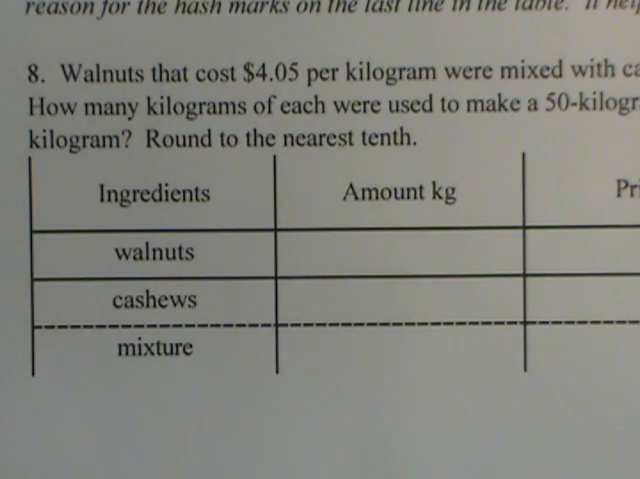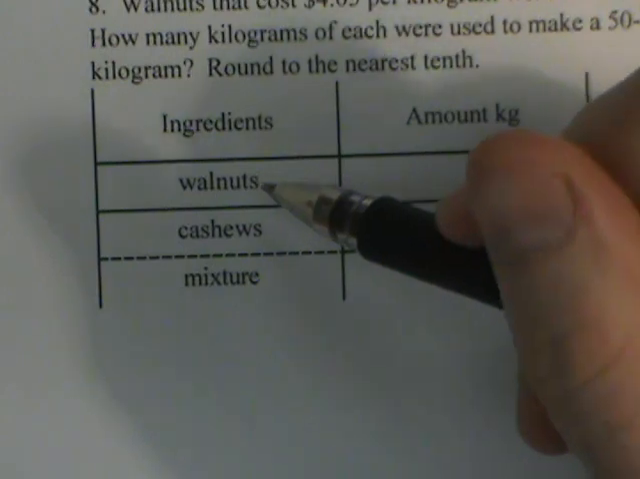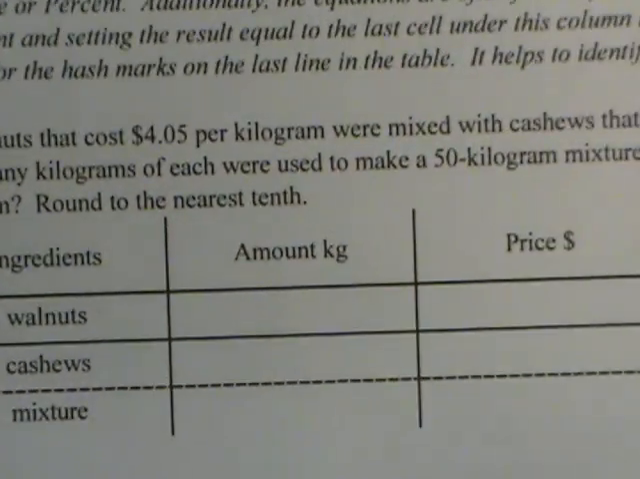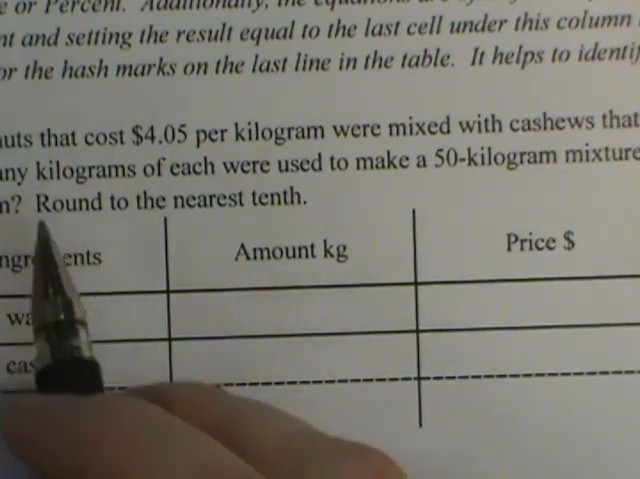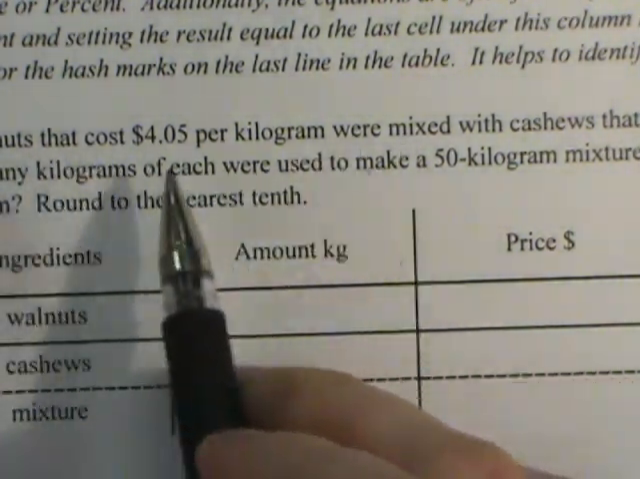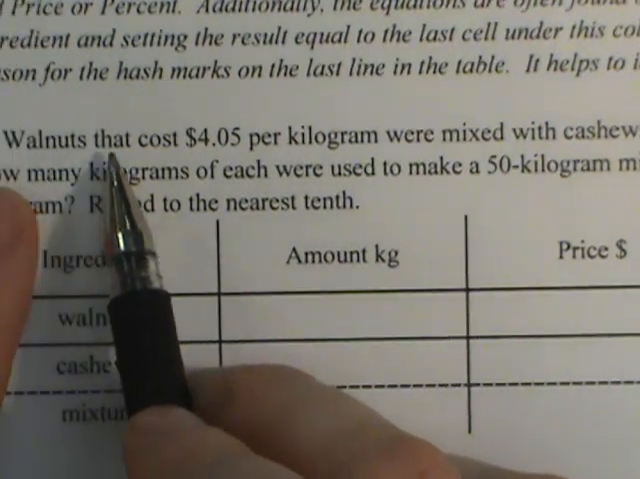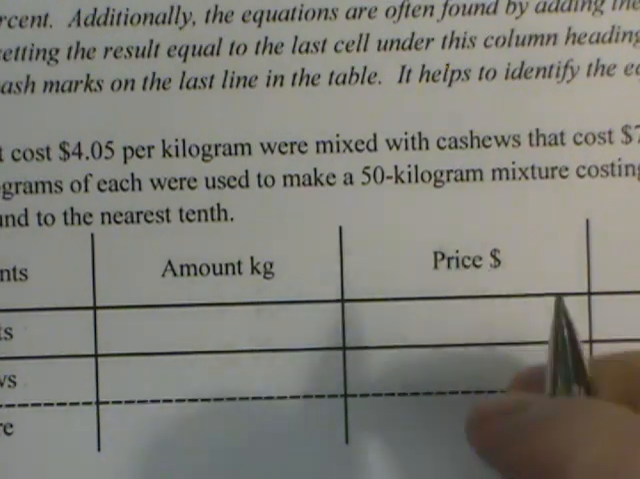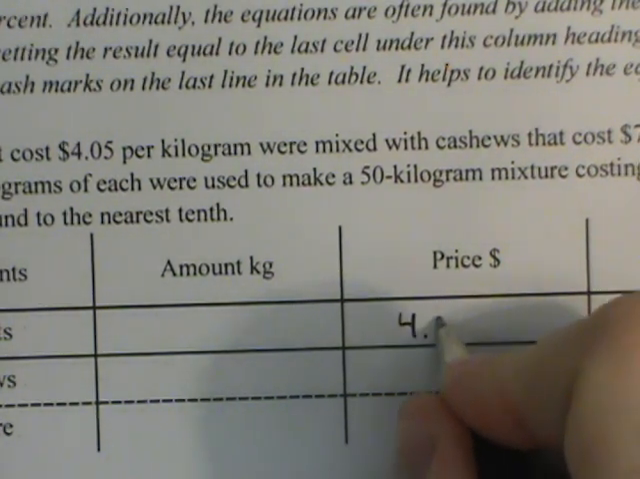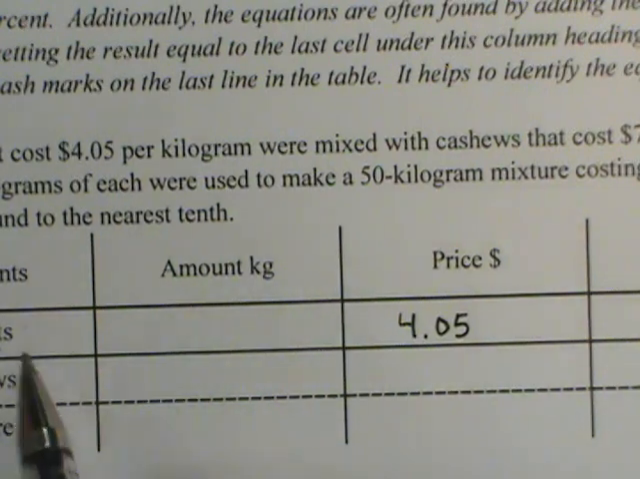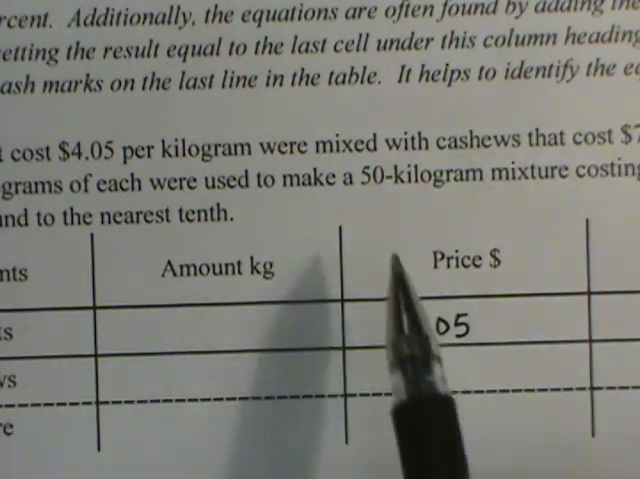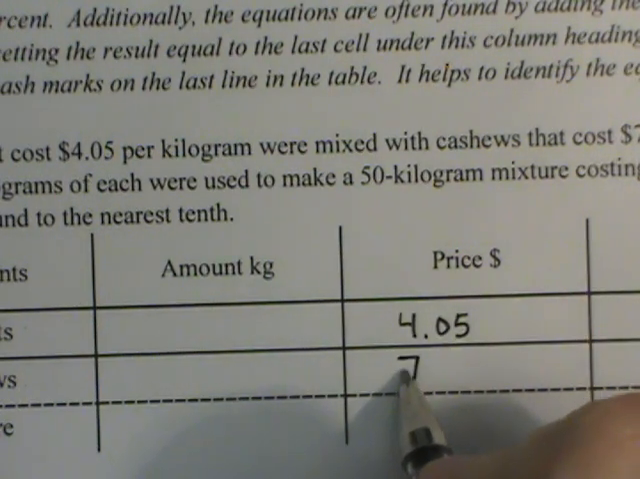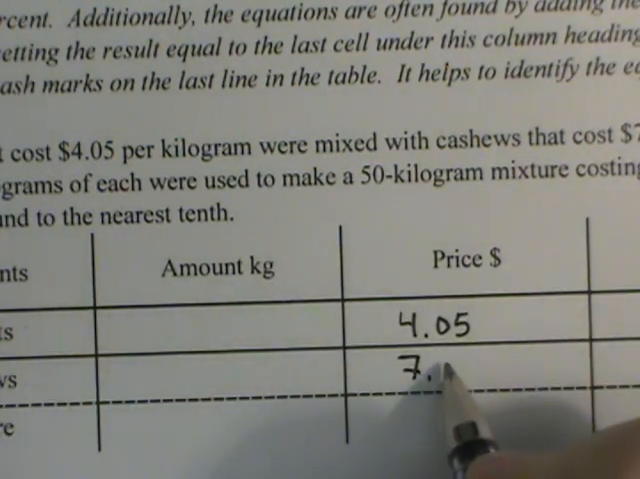Okay, so first time you read through, you basically are looking for your ingredients. I already typed this in. I said walnuts, cashews to make a mixture. And then you want to start placing values. So I break this down, I read real slow and see what I can do with each value. It says walnuts that cost $4.05 per kilogram. That means I can go to the price and I can put 4.05 as a price per kilogram for walnuts. We're mixed with cashews that cost $7.25. So for the row of cashews, I can put $7.25 here.